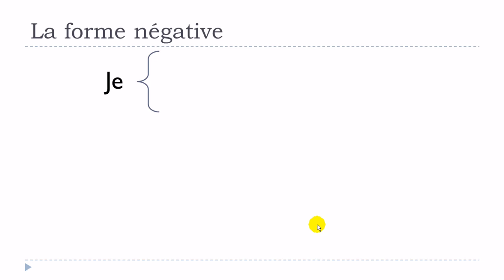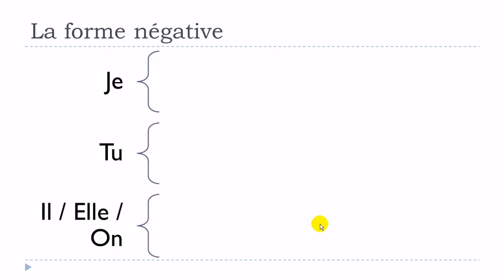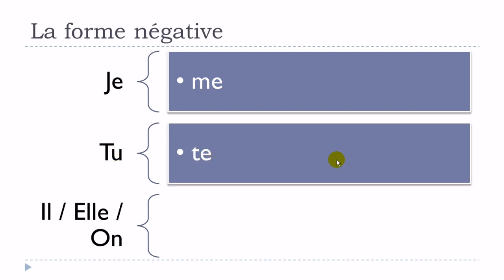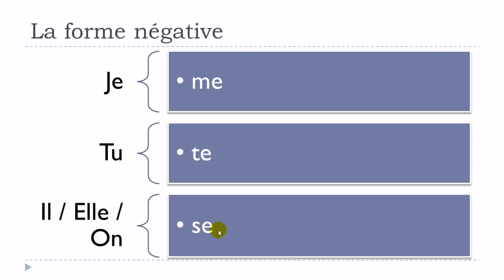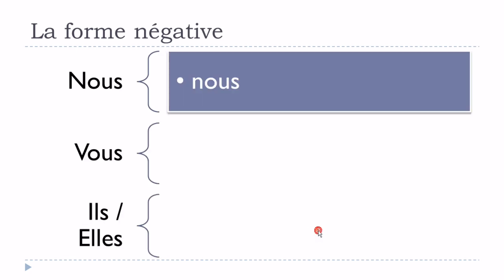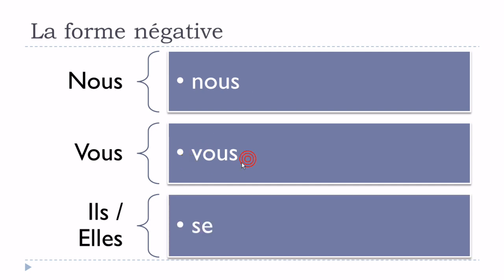Alright, so je, tu, and then il, elles, on. Keep in mind that if you construct this structure in which you get first a verb and then a second verb at the infinitive, and it's a reflexive verb, then it should be me and then the rest at the infinitive. If it's tu, it should be te and then the rest at the infinitive. Il, elles, on, it should be se and the rest at the infinitive. Nous, vous, it should be nous, vous, and then se.